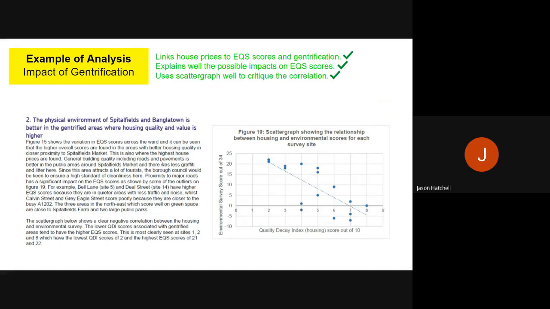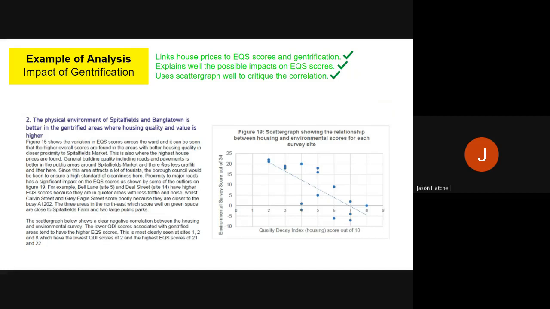The student also reflects on the day that they were in the area and on the field, reflecting on the traffic amount, public parks, etc. The student then uses a scatter graph to represent the relationship between housing and also environmental quality. And so the student is able to pick out from that scatter graph that there is a negative correlation between housing and environmental survey in their investigation.